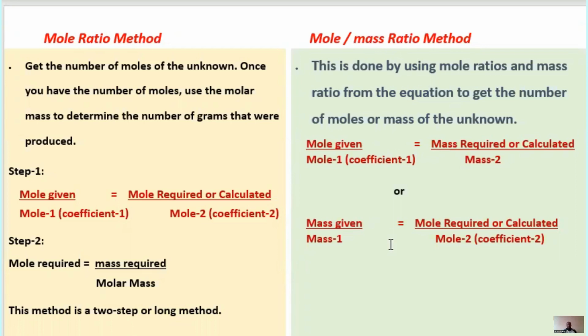In the second method, we use a combination of mole and mass ratio methods. This is done by using the mole ratios and mass ratio from the equation to get the number of moles or mass of the unknown. Mole given divided by the mole or coefficient of what? The given one equals the mass required or calculated divided by what? The molar mass of the required one. Or, if mass is given, you can use this formula: mass given divided by the mass of the given substance equals mole required or calculated divided by the mole of the required substance. Okay.